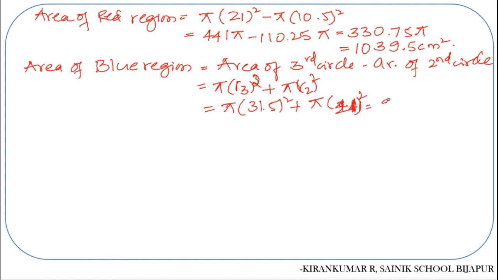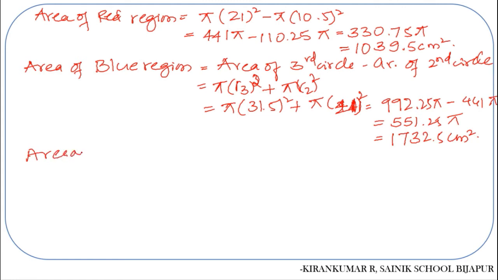When we find 31.5 square, it is 992.25 pi minus 441 pi. Upon subtracting, we get 551.25 pi. Taking the pi value as 3.14 and multiplying, we get 1732.5 centimeter square. In a similar way, we'll find the area of the black region.